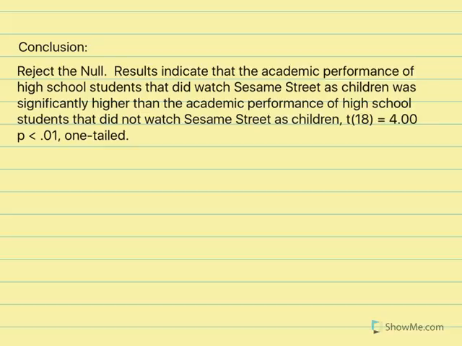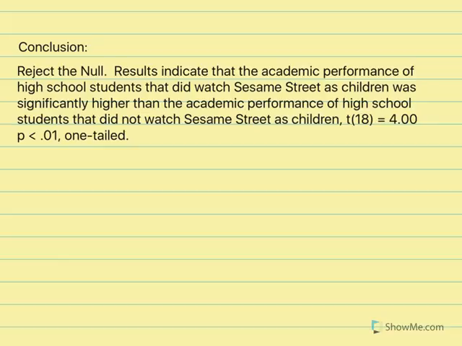So step 4 requires that we draw conclusions. We make our decision regarding the null hypothesis. In this case, we reject the null. Results indicate that the academic performance of high school students that did watch Sesame Street as children was significantly higher than the academic performance of high school students that did not watch Sesame Street as children. We cite our test statistic, t, with degrees of freedom in parentheses: t(18) = 4.00.